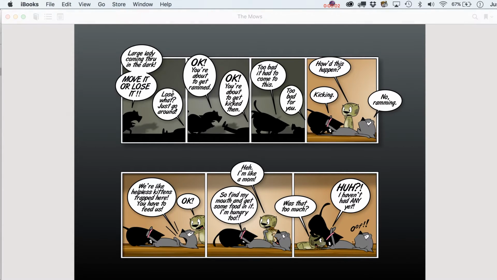Okay, well, here's one. So the big cat is coming through here. She won't stop, right? And you're about to get rammed. Okay, you're about to get kicked. And then they keep going. "Too bad it had to come to this." "No, too bad for you." And then finally, of course, they're stuck together, and of course neither realizes, it wasn't my fault. So that's one example.